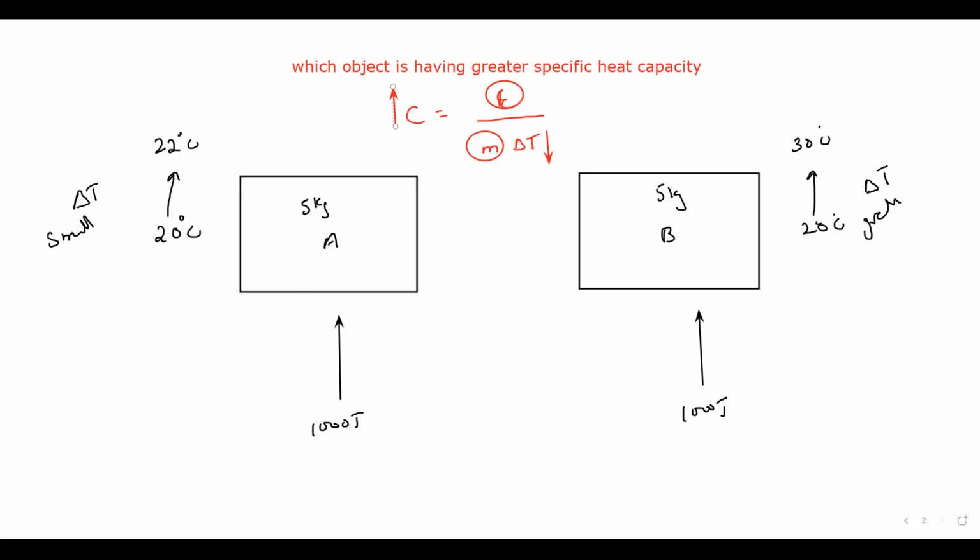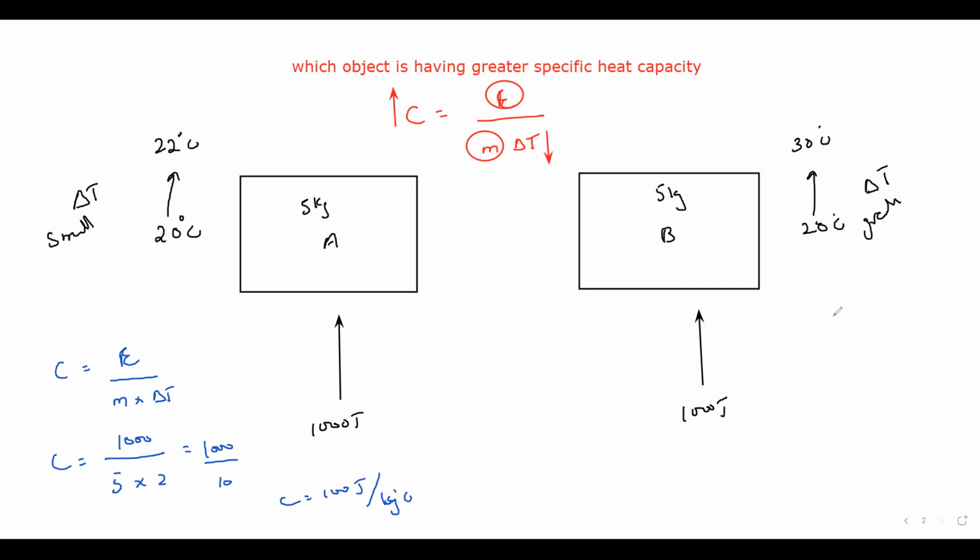You can also calculate this directly. There's a formula. If I want to calculate the specific heat for A, it is energy divided by mass into temperature change. So energy is 1000 joules. The mass of A is 5 and the temperature change is 2. So when I solve 1000 divided by 10, the value of C will come out as 100 joule per kilogram degree centigrade.